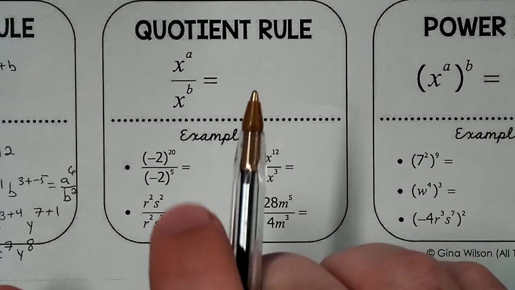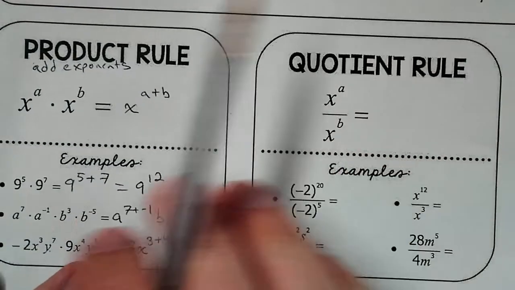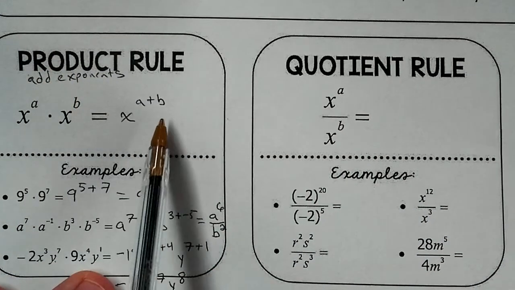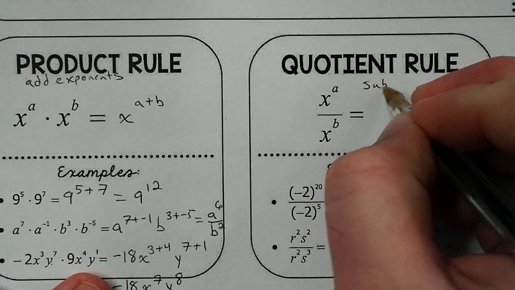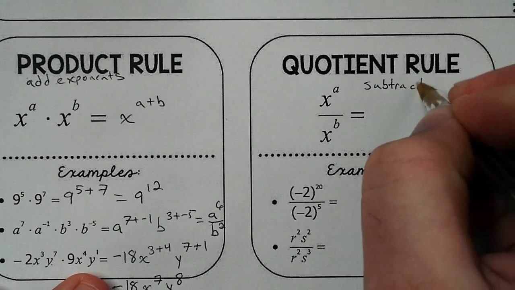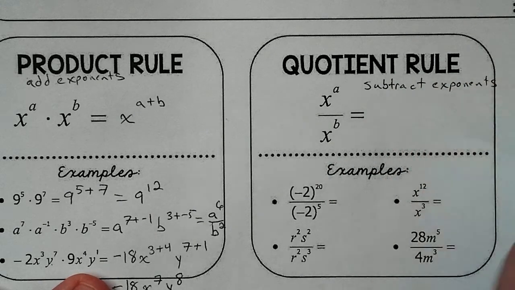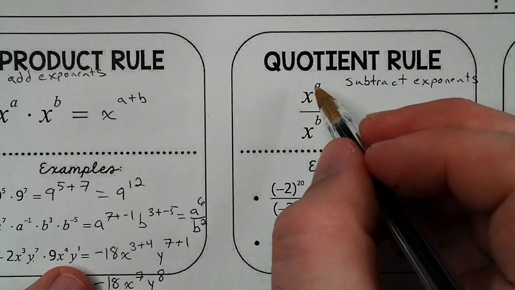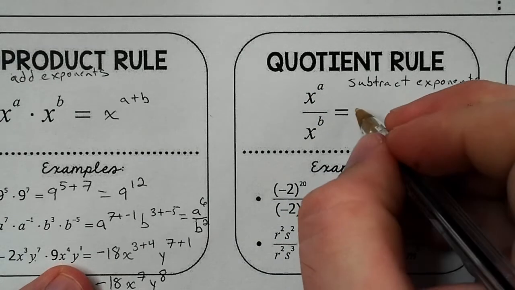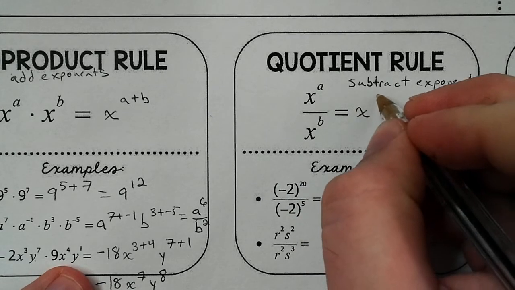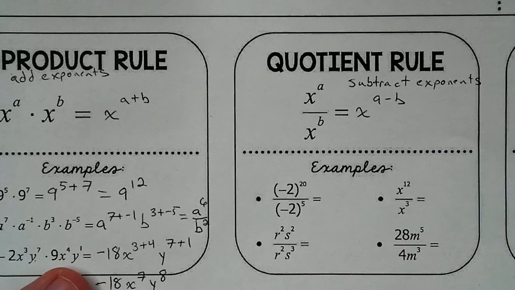All right, now the quotient rule is when we have dividing. So just think the opposite of the product rule. If in the product rule we add the exponents, in the quotient rule we're going to subtract the exponents. So if we have x to the a divided by x to the b, our answer is going to be x to the a minus b, whatever this number minus that other number.